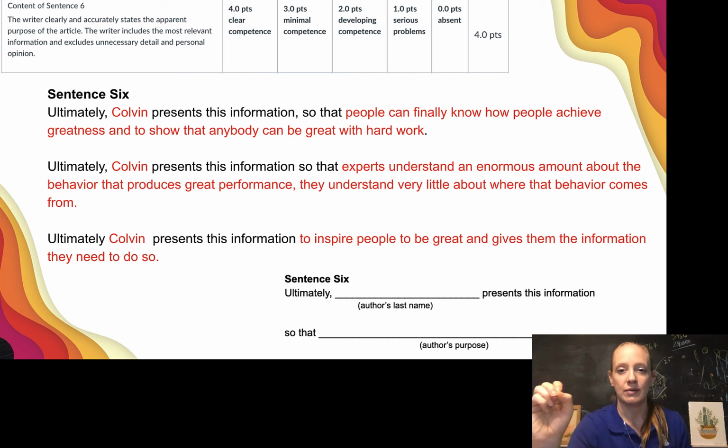but this would be a 1 because it is plagiarism. And then finally, ultimately, Colvin presents this information to inspire people to be great and gives them the information they need to do so. Now this is interesting because it actually does give the purpose. It is supposed to inspire you, and it is supposed to tell you that you can be great and here's how you do it. But it doesn't say the information they need to do so. It doesn't say, give them the information that through deliberate practice, you can achieve greatness. So this is going to be a 3 because again, it doesn't include the most important details.